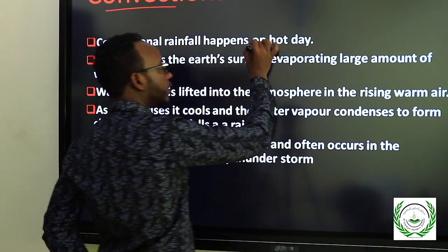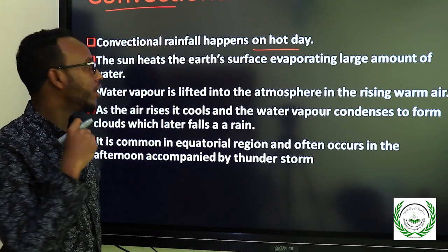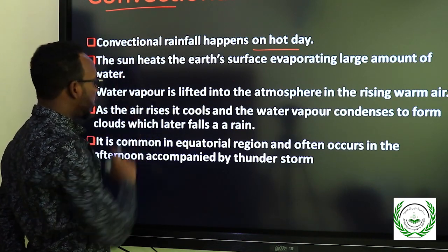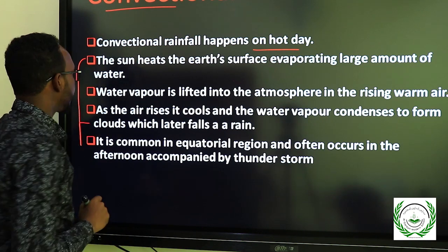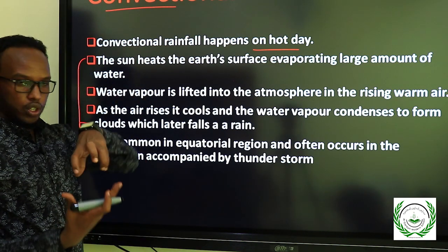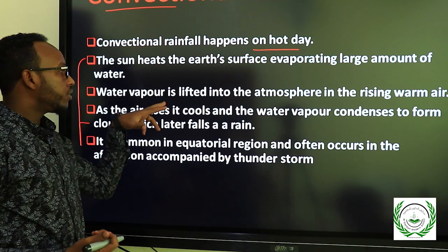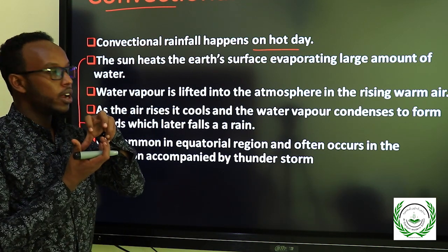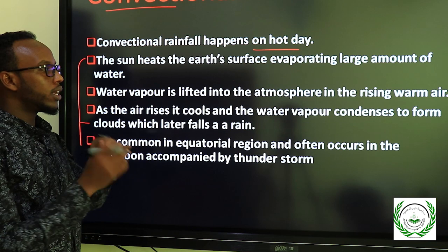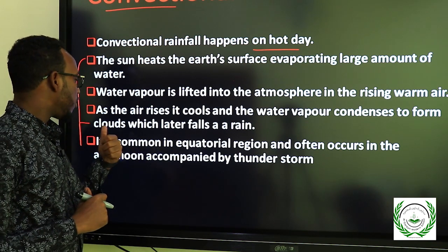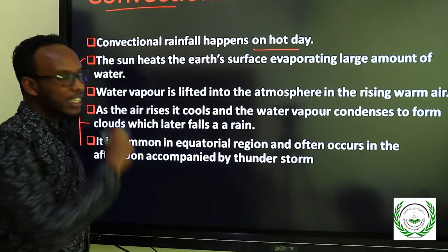Convectional rainfall happens on a hot day. Roobka inta badan wuxuu da'aa waqtiga kulaylka, hot day-ga. The sun heats, this is the formation of the convectional rainfall. Start from here up to there. The sun heats the air surface, then evaporating a large amount of water. Water vapor is lifted in the atmosphere in the rising warm air. And then as the air rises, it cools, the water vapor condenses to form clouds, which later fall as rain. This is basically the formation of the rain.